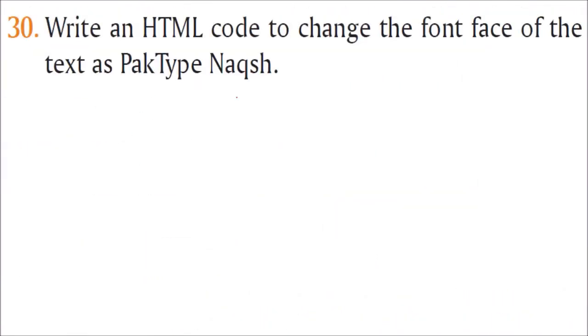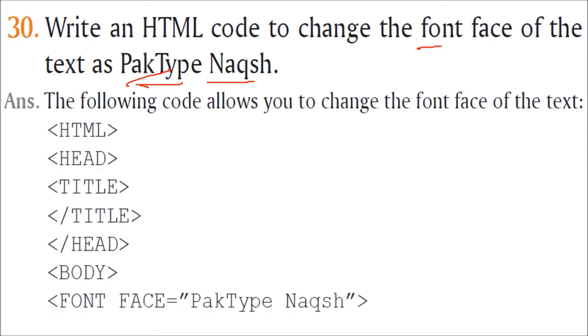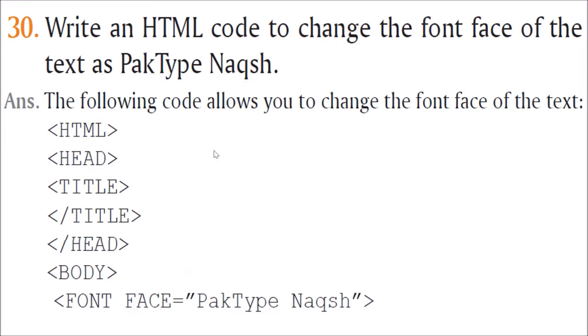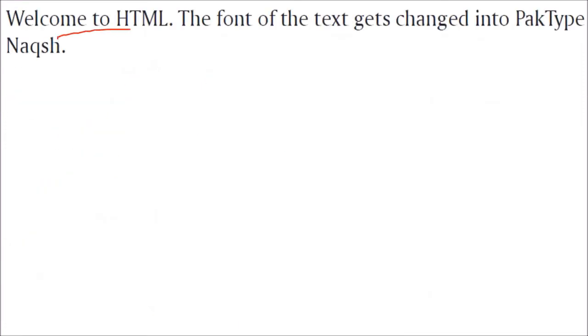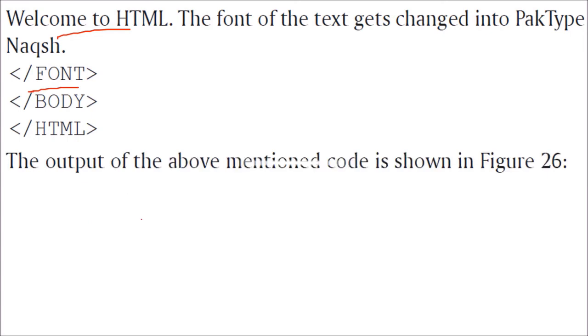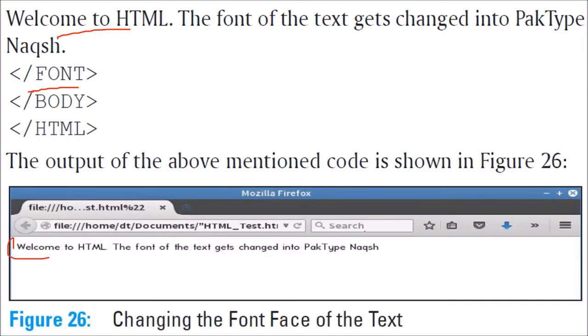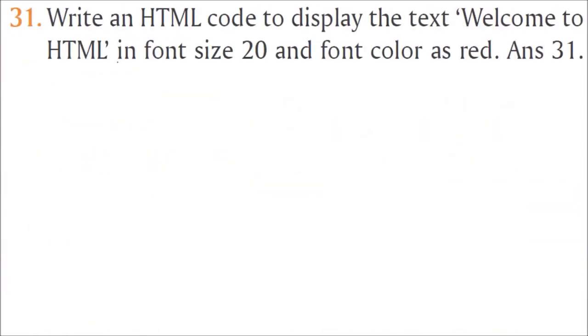Write an HTML code to change the font face of text as Park type Naksh. So you just have to give font, then face, and give it as Park type Naksh. So the only thing you have to do here is inside body write font, then face equal to Park type Naksh, then the content, and then end the font. So you'll see the result. This is in Park type Naksh, and this is a font you have changed, font face.